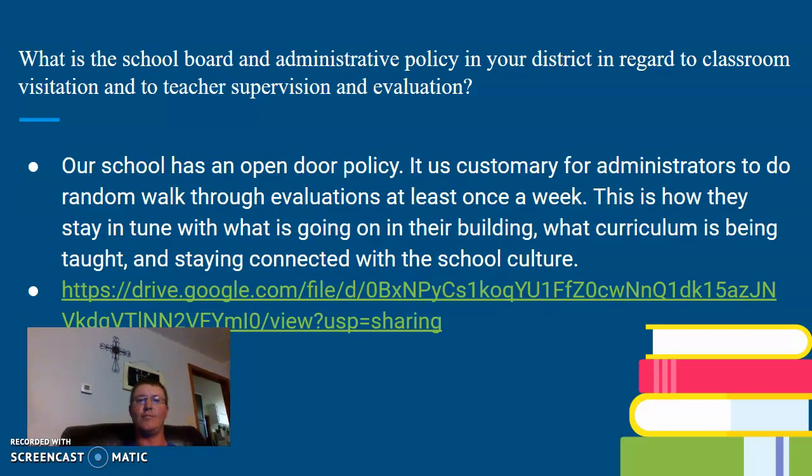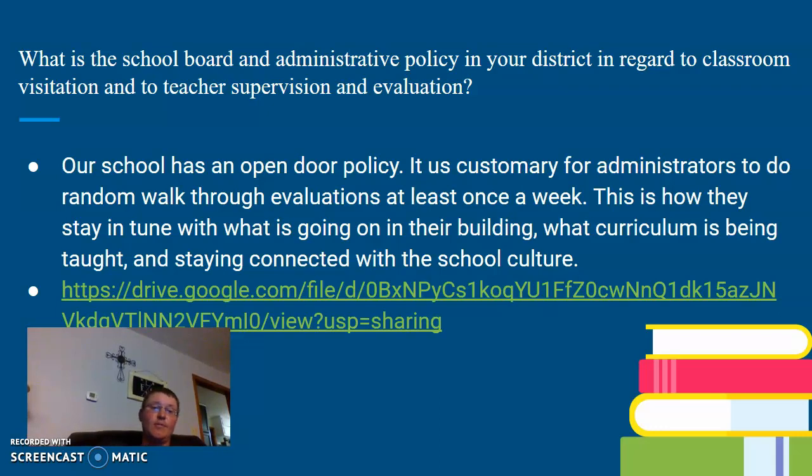What is our current school board and administrative policy? We've got a very open door policy. It's customary for administrators to do random walkthroughs. It's customary for all of our building administrators to walk through, whether they're an elementary principal, a high school principal, or the superintendent. All of them will poke their heads in the door. This is how they stay in tune with what's going on in their building. It's how they stay in tune with the kids. And it's how they stay in tune with what type of curriculum is being taught and how they stay connected.